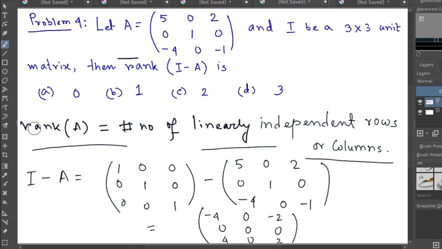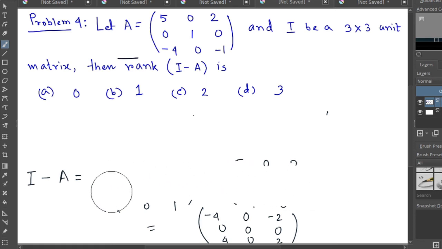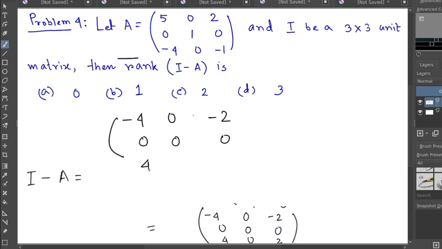I minus A is this matrix. Okay, let's write the matrix again. So I minus A, the matrix we get is minus 4 0 minus 2, 0 0 0, 4 0 2.